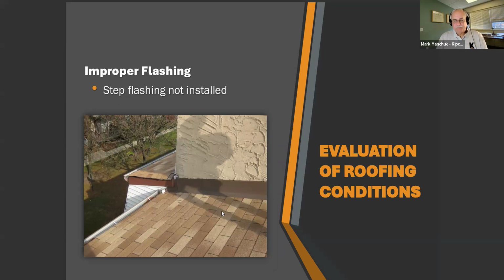Now, step flashing. This is an example where they didn't install any step flashing. They just installed continuous flashing along a sidewall, which could lead to roof leaks from water getting underneath the flashing along the roof here.